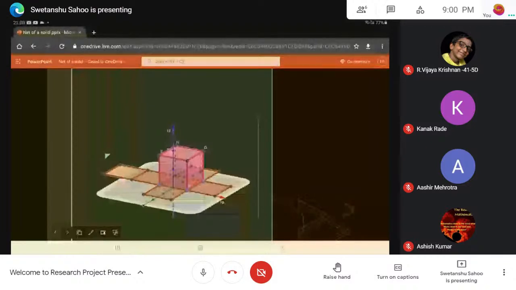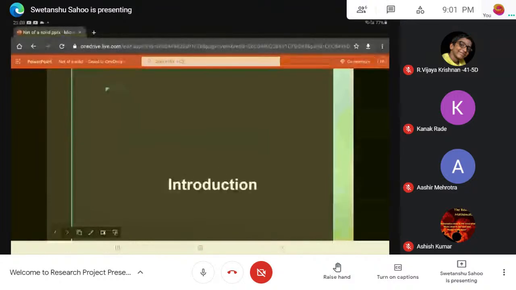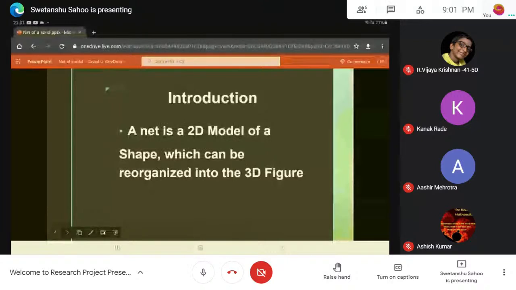This is Sahoo of class 5, studying in a public school, Bhilai. I would like to thank Chinta for the support and opportunity they have given to prioritize research work. The topic is the net of a cube. Introduction. A net is a two-dimensional shape which can be folded into the cube.